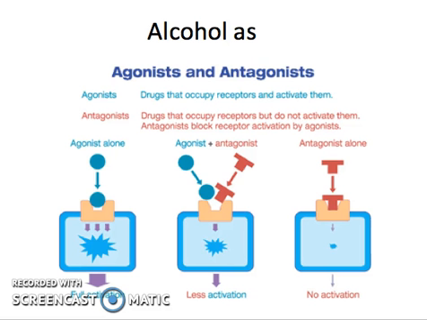So alcohol specifically acts as agonists and antagonists. Agonists, seen here, are drugs that occupy receptors and activate them. And antagonists are drugs that occupy receptors but they do not activate them. They block receptor activation by agonists. So here are three images that show how it works a little bit.